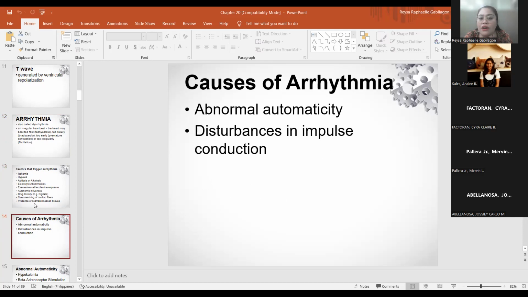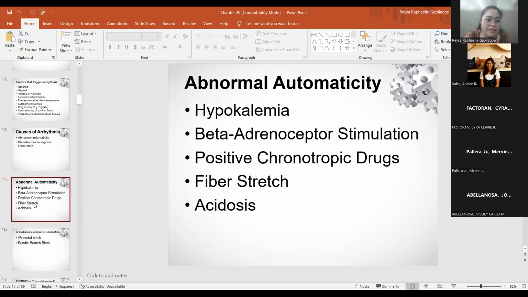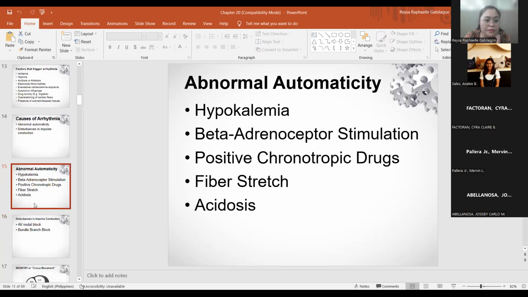With the causes. What are the causes of our arrhythmia? We only have two. Number one, we have abnormal automaticity, and number two, disturbances on impulse conduction. So let's start with the abnormal automaticity. We have here the following factors or conditions that will lead to abnormal automaticity. We have hypokalemia, beta adrenergic receptor stimulation. That's beta 1 receptor. If that's being stimulated all of the time, it can lead to abnormal automaticity. Positive chronotropic drugs can also lead to that.